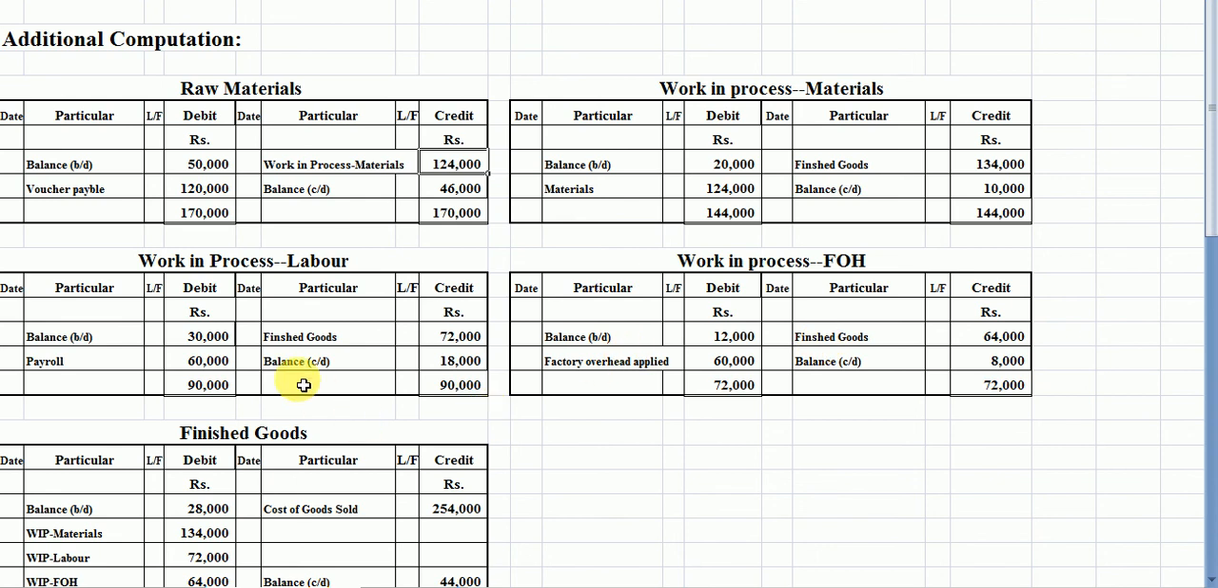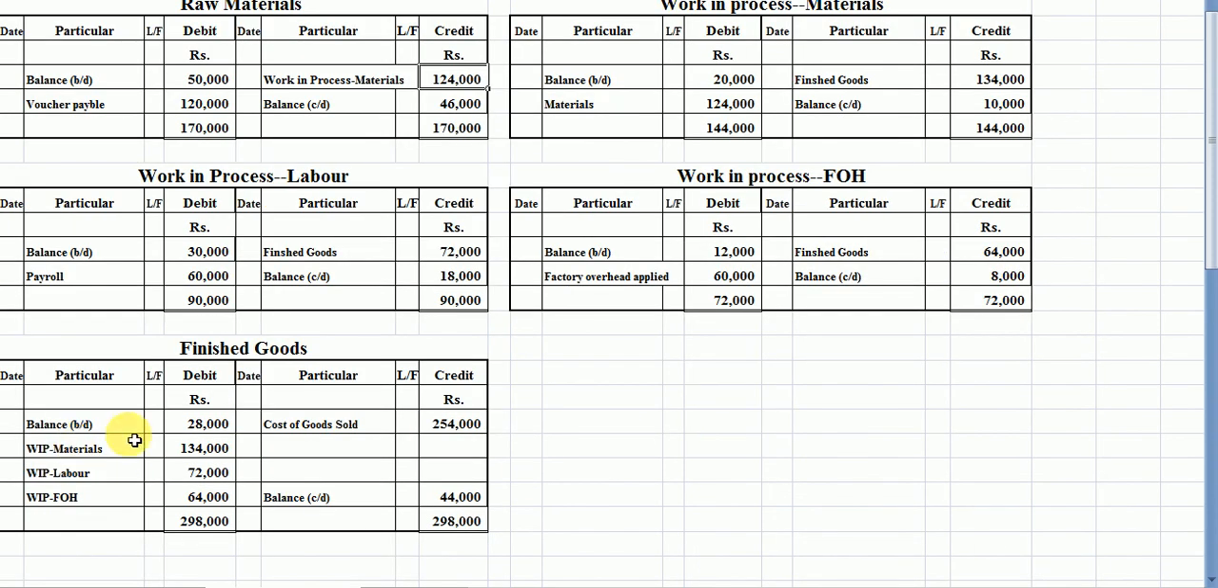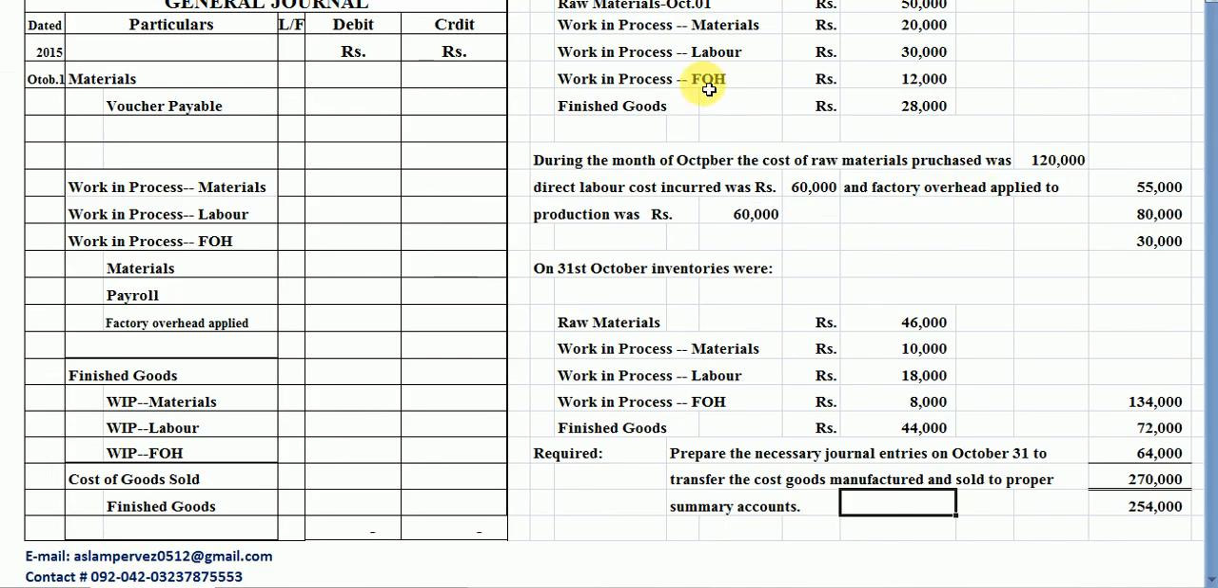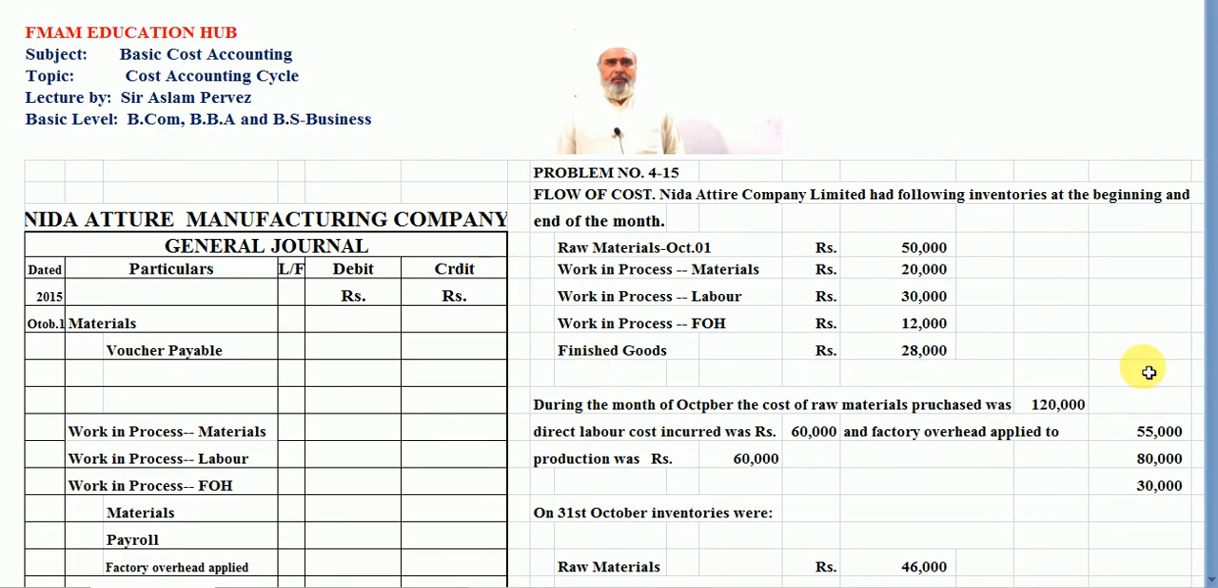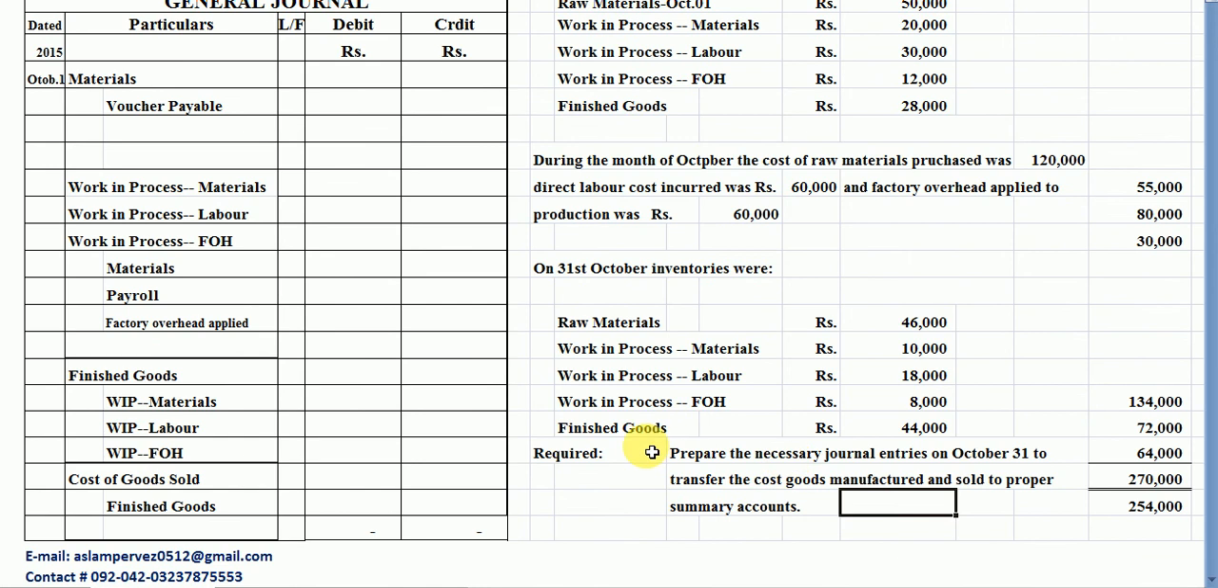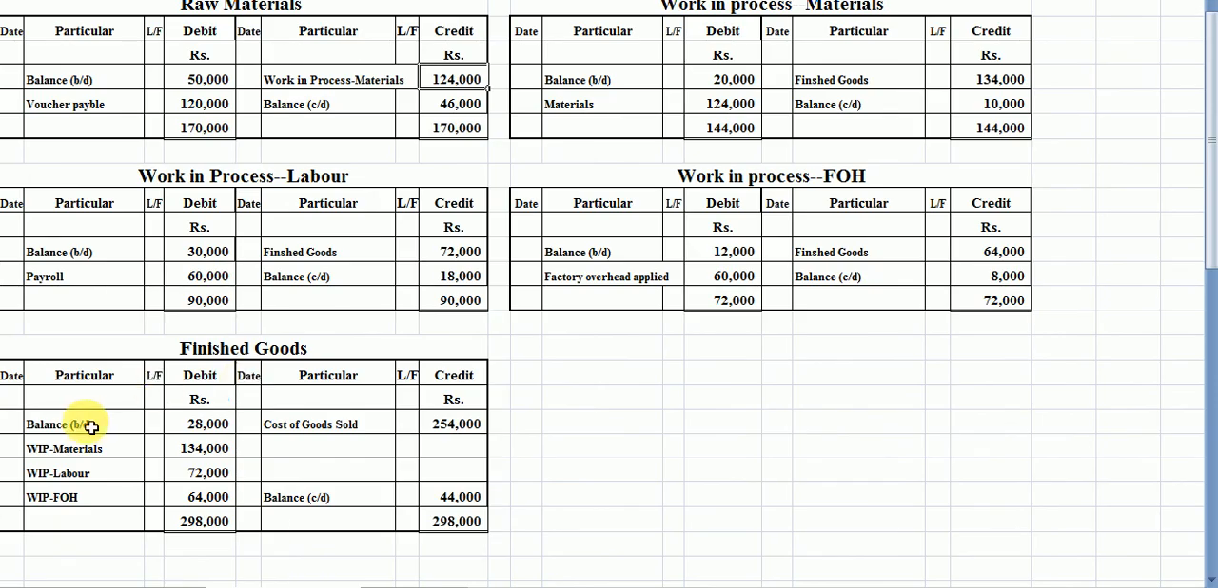Now in finished goods ledgers, the opening balancing figure of finished goods is 28,000 rupees and the closing finished goods inventory is 44,000 rupees, which is charged as an opening balance and closing balance here. Now material used in the production is 1,34,000 rupees, which you can see here. This is 1,34,000 rupees which is charged to the finished goods. Now this is debited in the ledger of finished goods here.